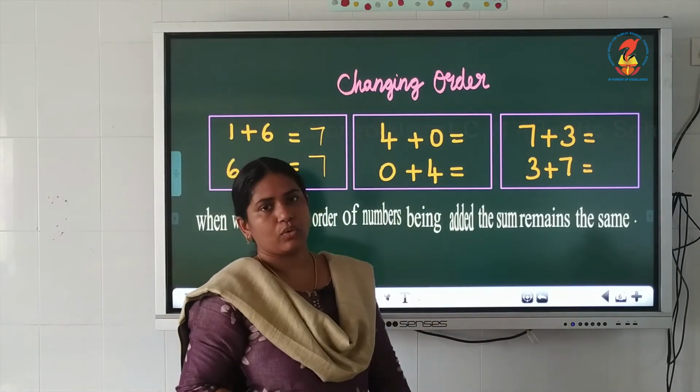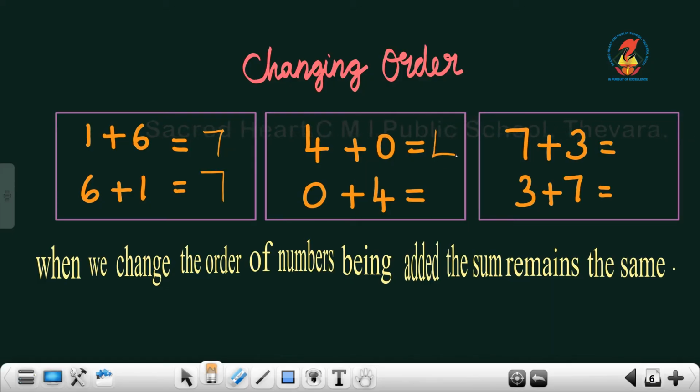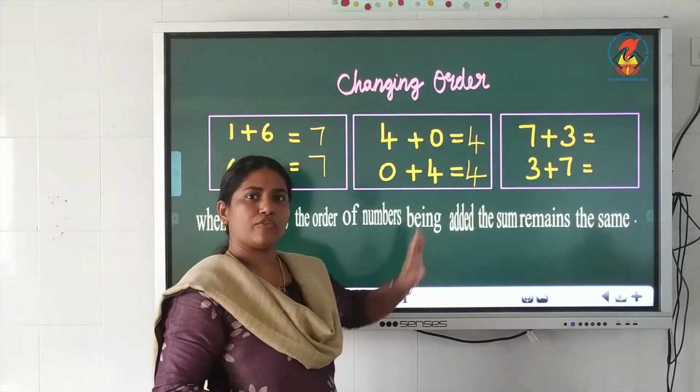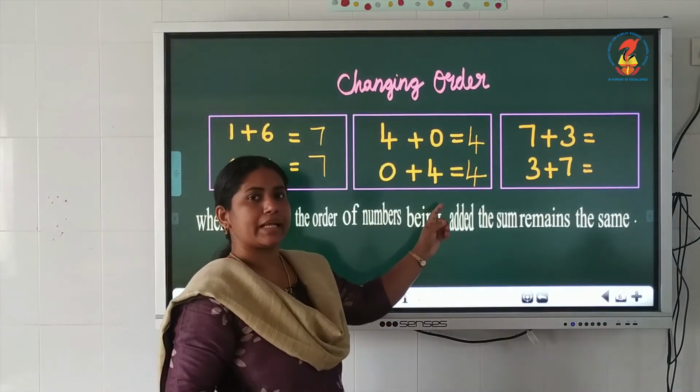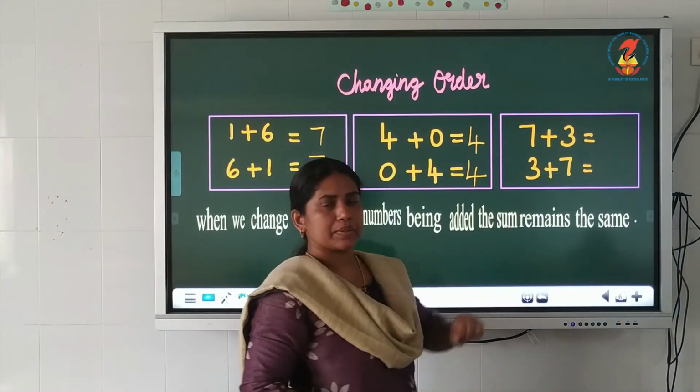4 plus 0. Adding 0, answer is the same number, 4. Next one, 0 plus 4. What is the answer? Adding 0, answer is the same number, 4. So children, look here. 4 plus 0 is equal to 4 and 0 plus 4 is also equal to 4. Now look at the last question.